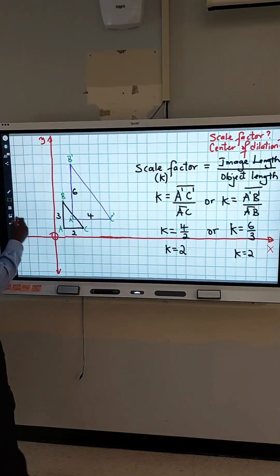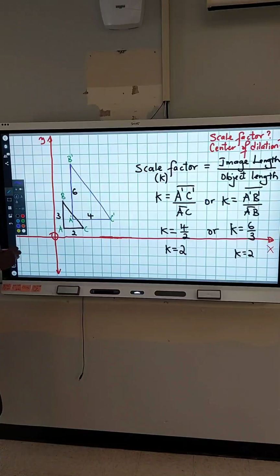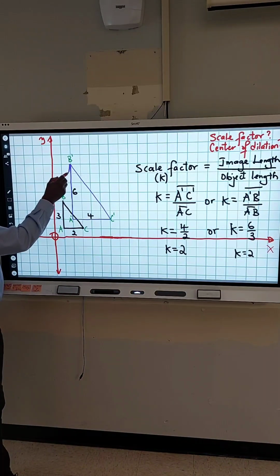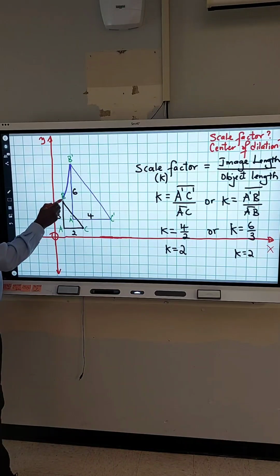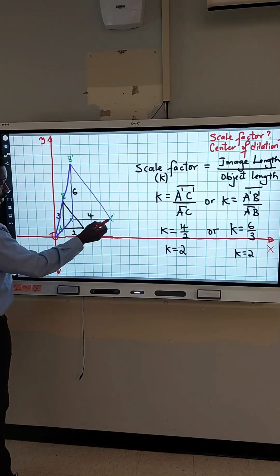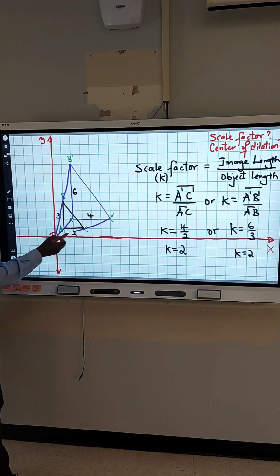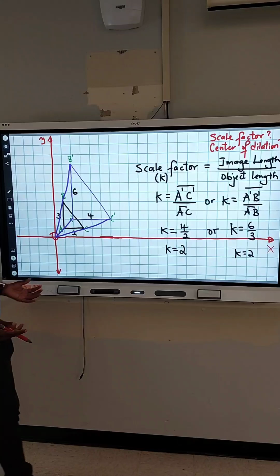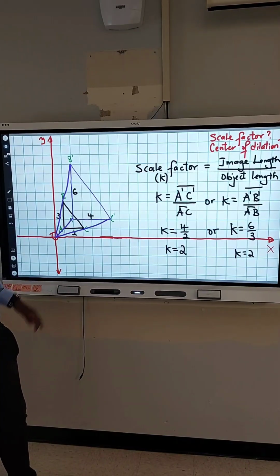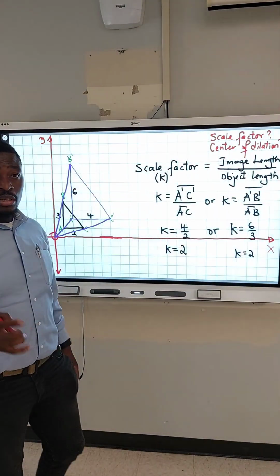And where could the center of this dilation be? So if we draw a straight line from B prime through B, we see that that line goes to the origin. If we draw a straight line from A prime through A, we see that it goes to the origin. If we draw another straight line from C prime through C, we see that the line goes to the origin. So this shows you where the center of dilation is. And in this case, the center of dilation is the origin. Hope that helps.